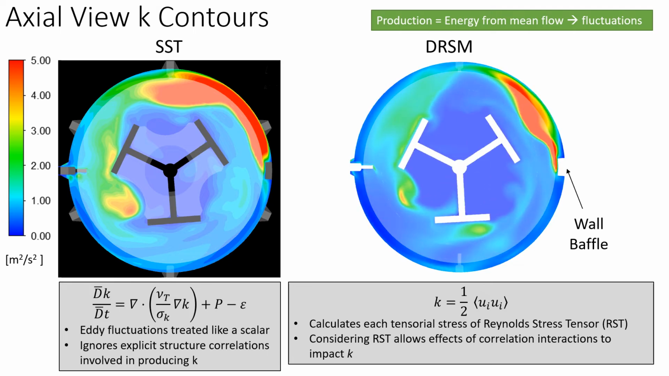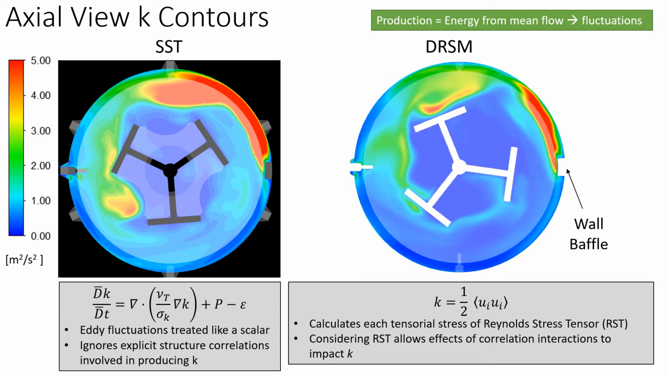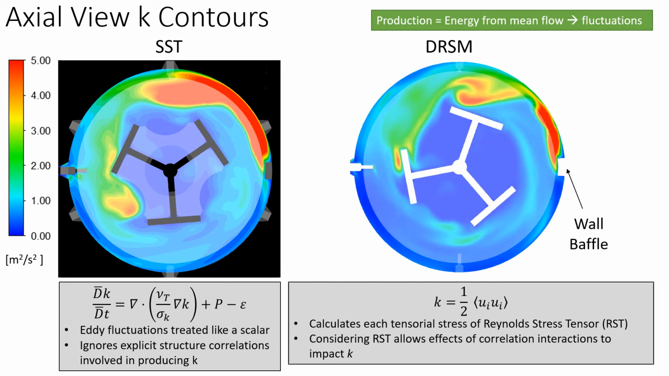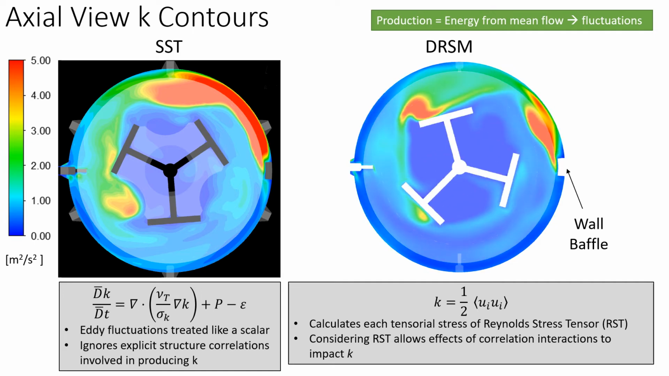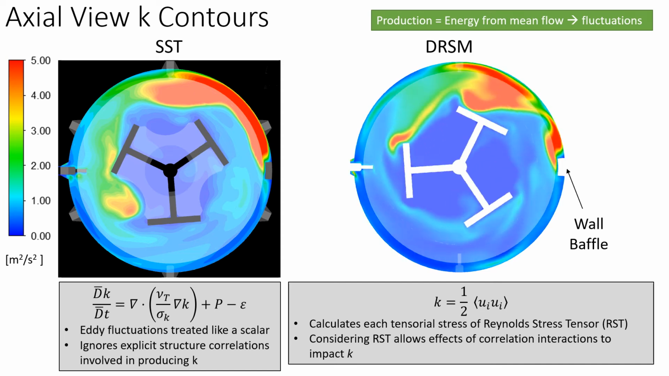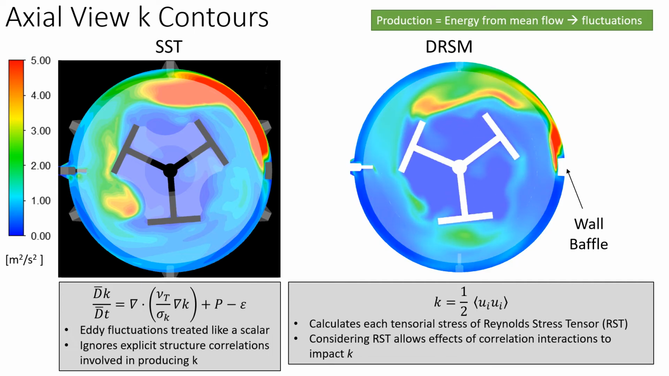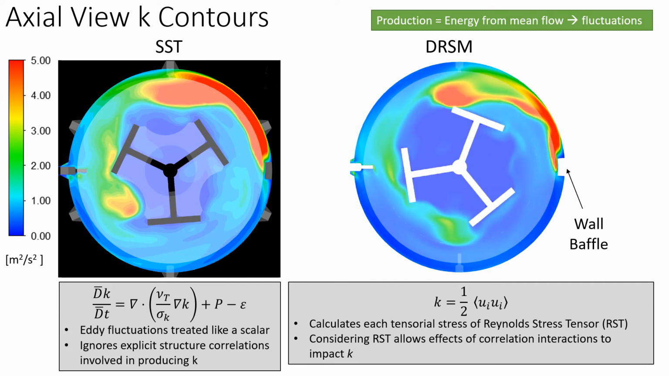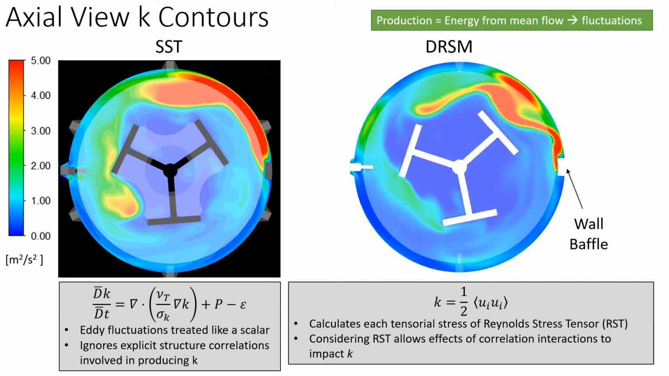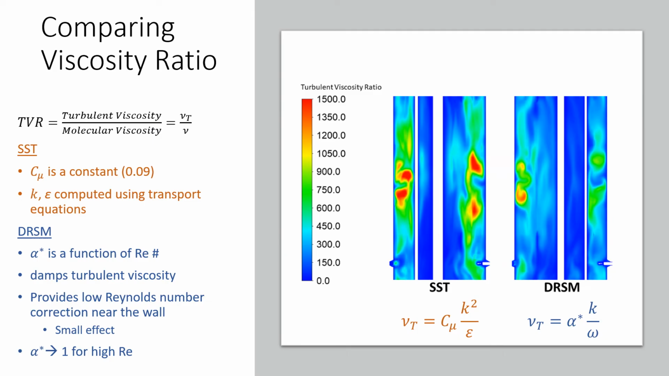Meanwhile, the Reynolds stress model is actually tracking each individual Reynolds stress and taking 1/2 the trace of those. So for the SST, we're treating these eddy fluctuations only like a scalar rather than actually calculating the true stress values and seeing how these shear are actually impacting the normal stresses. And so that SST approach of treating these eddy fluctuations as a scalar ignores explicit structure correlations involved in the production of K, while we're able to actually track the individual stresses and have the correlation interactions impact this turbulent kinetic energy within the zone using the RSM model.